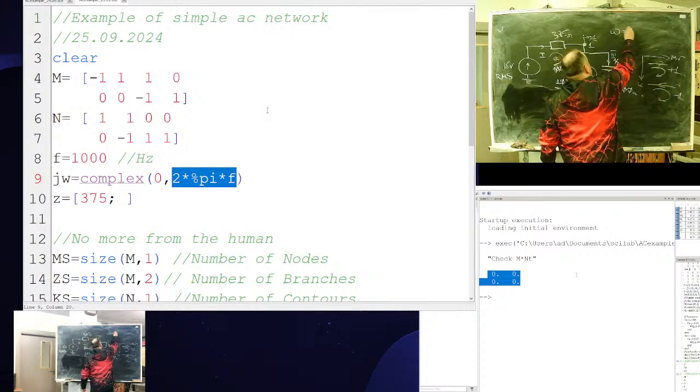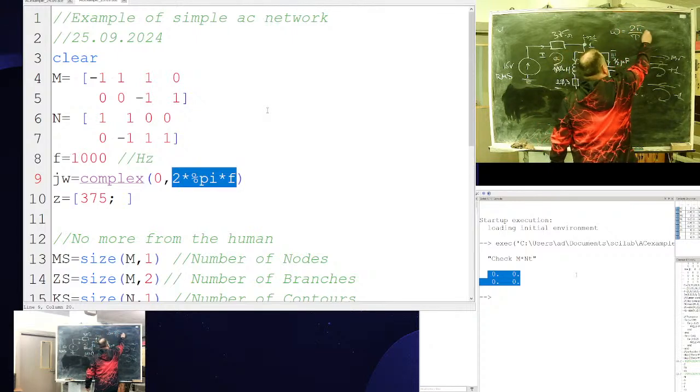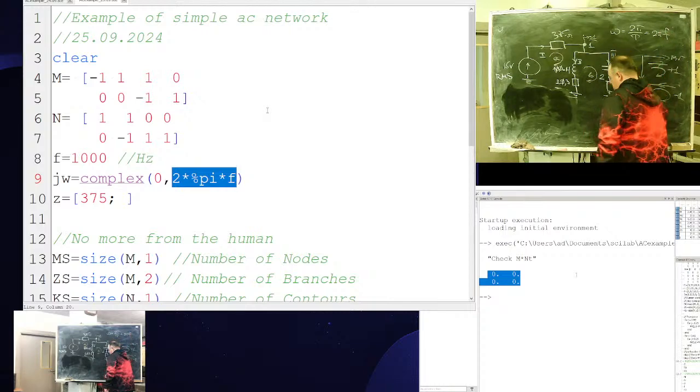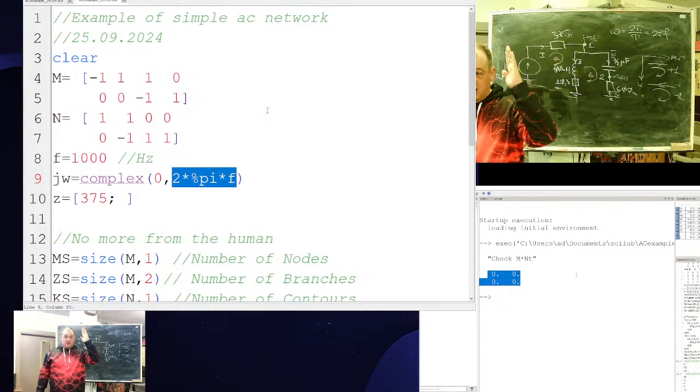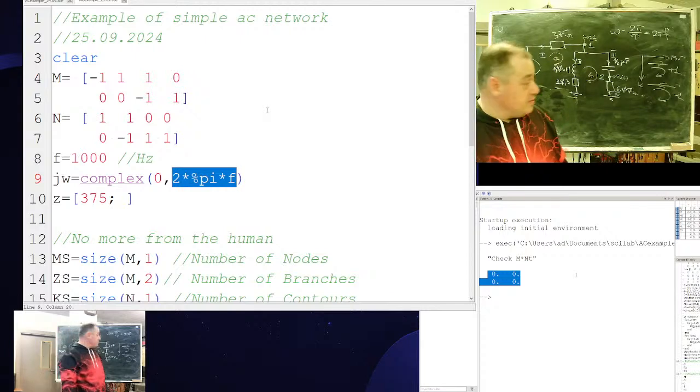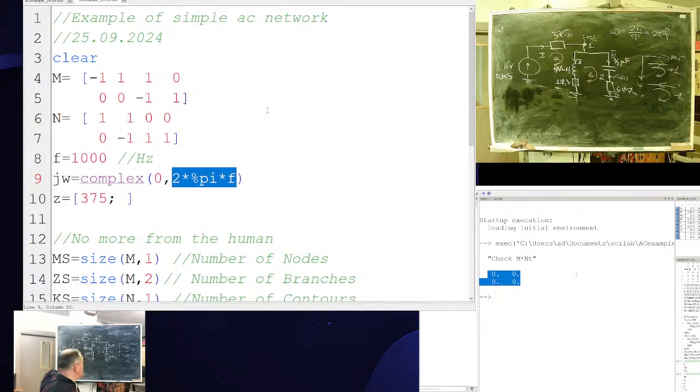Omega, angular frequency, is 2 pi divided by period, or 2 pi multiplied by frequency in hertz. Omega is a speed in radians per second, and frequency is revolutions per second. But I don't need simple omega, I need an imaginary frequency, j omega. That's why I put this multiplication in a place for a complex number. As a result, I will get complex frequency.